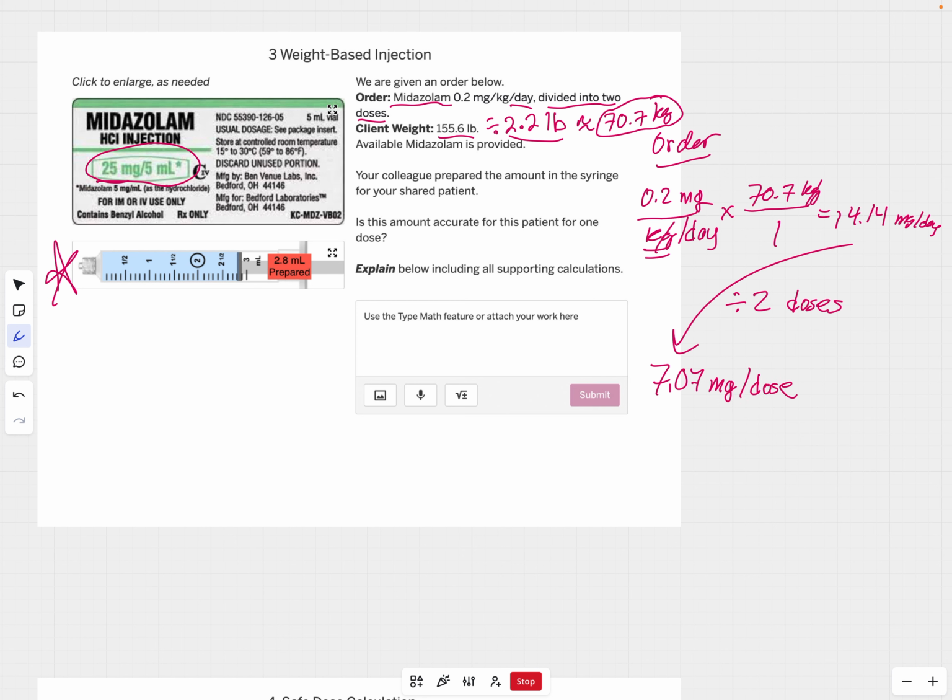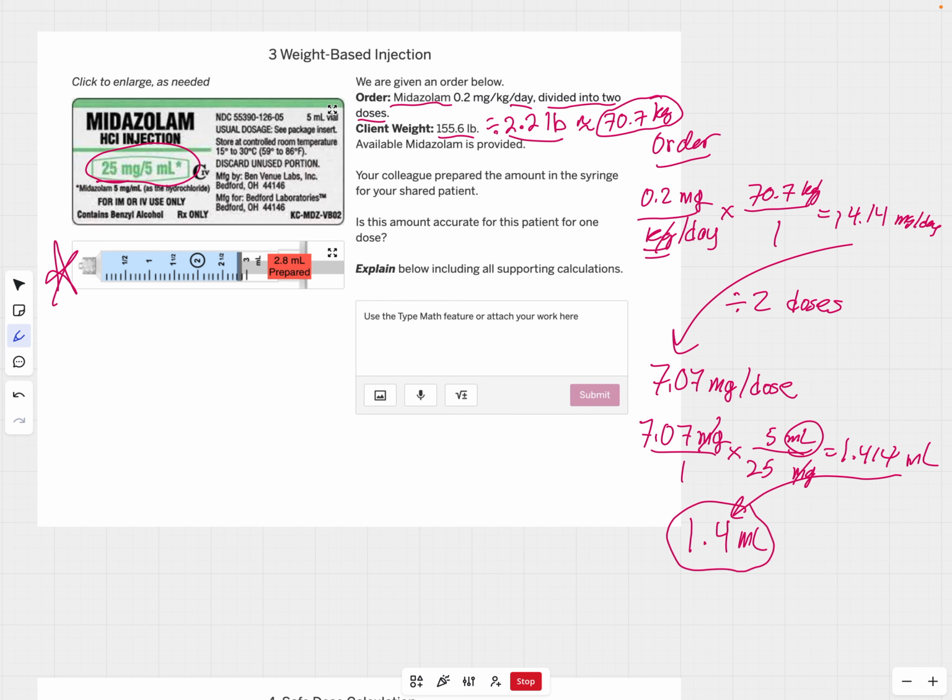Each time we give the medication, they need to get 7.07 milligrams. Now we have to turn this into milliliters. And we're turning this into milliliters because this is an injection, and the available strength of our medication is 25 milligrams to 5 mLs. We get 1.414, and this is milliliters, and we round milliliters to 1.4 to the tenths place.